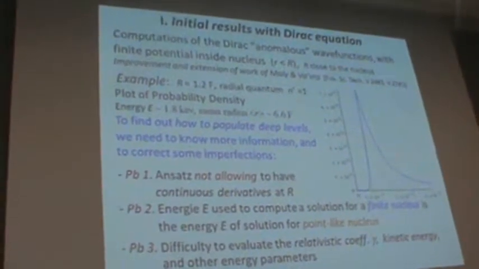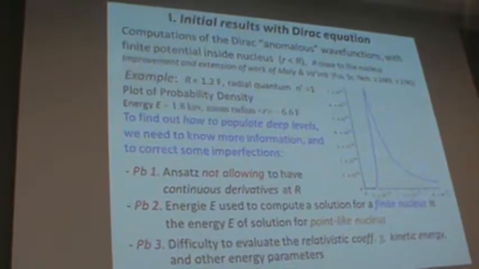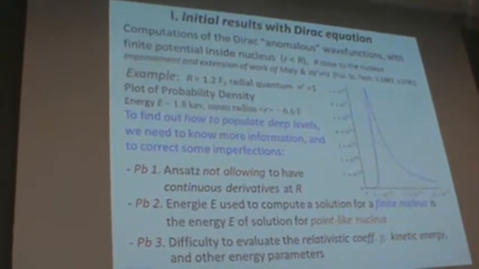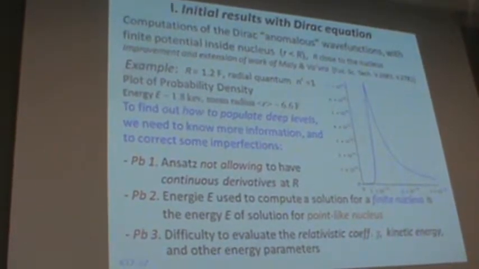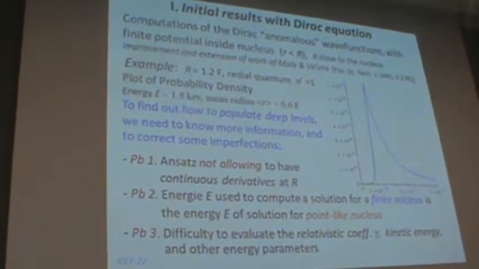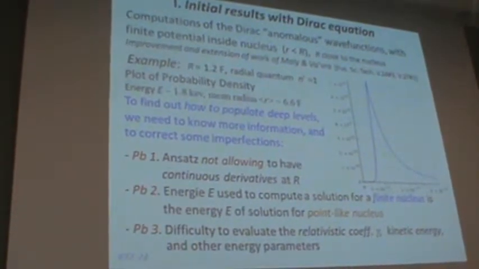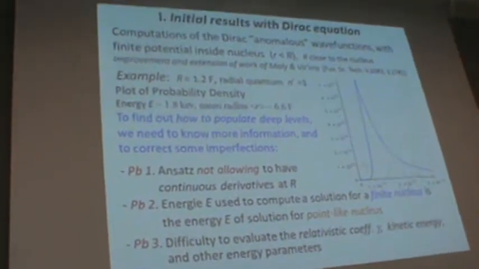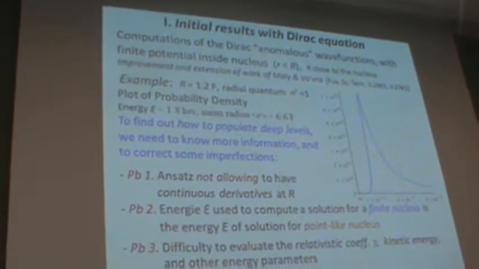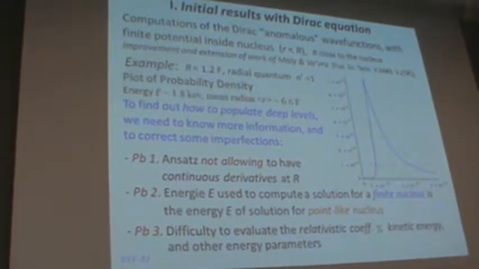From Marianne Barbara's works on anomalous solutions of the Dirac equation, we computed ideal functions with a number and sets to connect the solutions inside and outside the nucleus, but this did not allow us to have derivatives continuous at the junction radius, and the energy used to compute the value function was the energy of the solution for the point-like nucleus case.